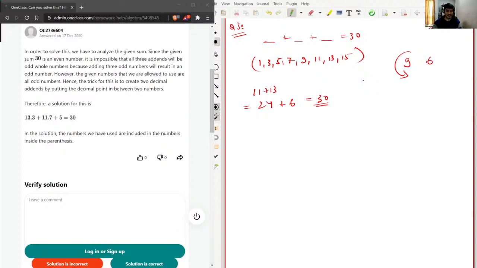So here they are basically, again, manipulating the question, because here whole numbers are given and they are converting it into decimal form. So what they are doing is that again they are playing with 13 and 11. They'll just write 13.3 plus 11.7. This will become 25. So this number is done, this one is done, and we can use 5. So we'll get the sum as 30.